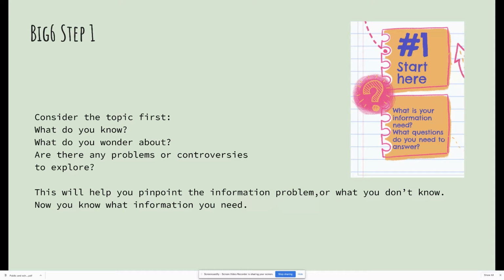So the first step in the Big Six is to consider your topic first. What do you know? What do you wonder about? Are there any problems or controversies to explore? This will help you pinpoint the information problem, or what you don't know. Now you know what information you need. Here's quiz question number 1. The Big Six is a way to practice, the answer, information literacy.